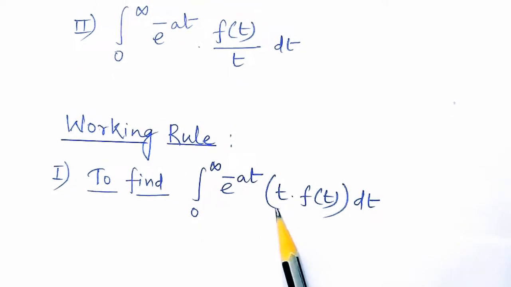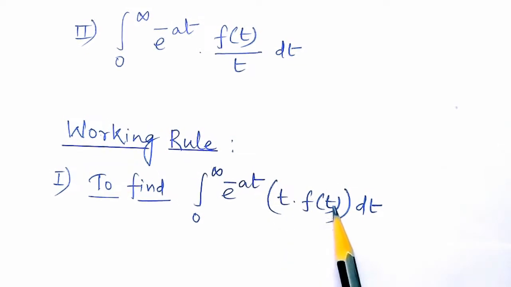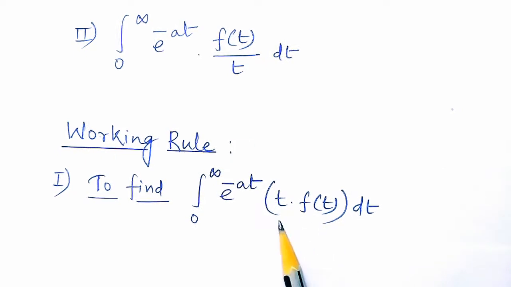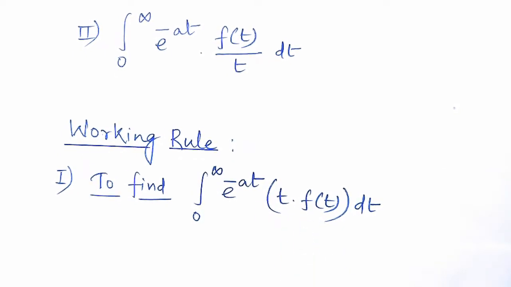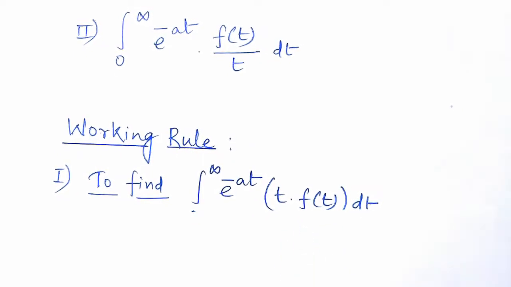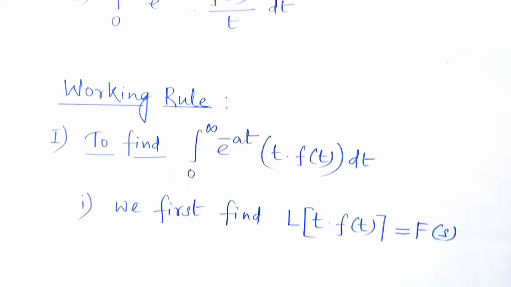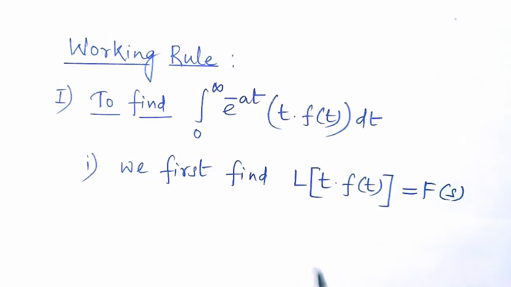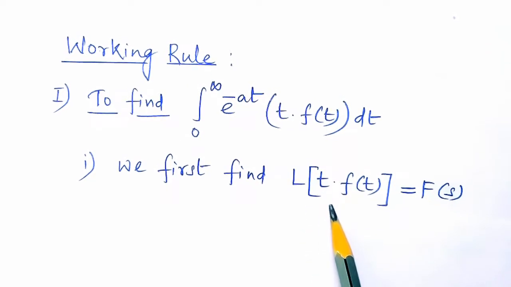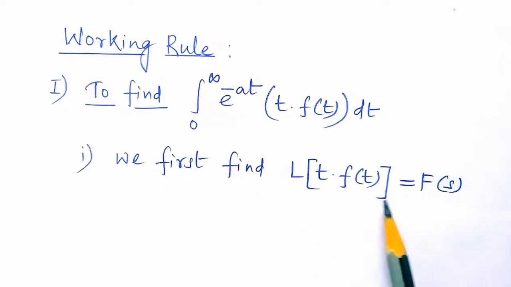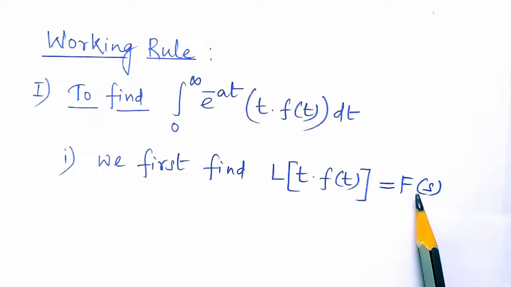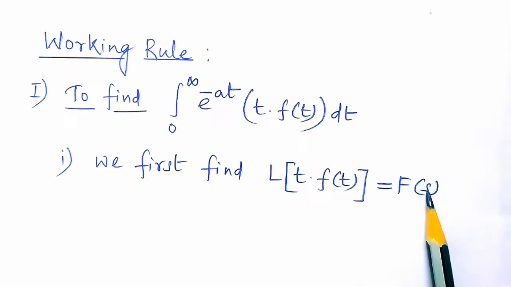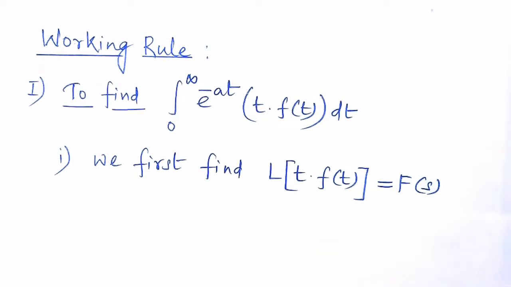So if you look at t f of t, we can directly talk about the Laplace transform of t f of t, which is clearly a case of multiplication by t. So first we identify that t f of t, then we find the Laplace transform of t f of t, and let us assume that that is F of s. Now Laplace of t f of t is F of s. After this, how do we proceed?